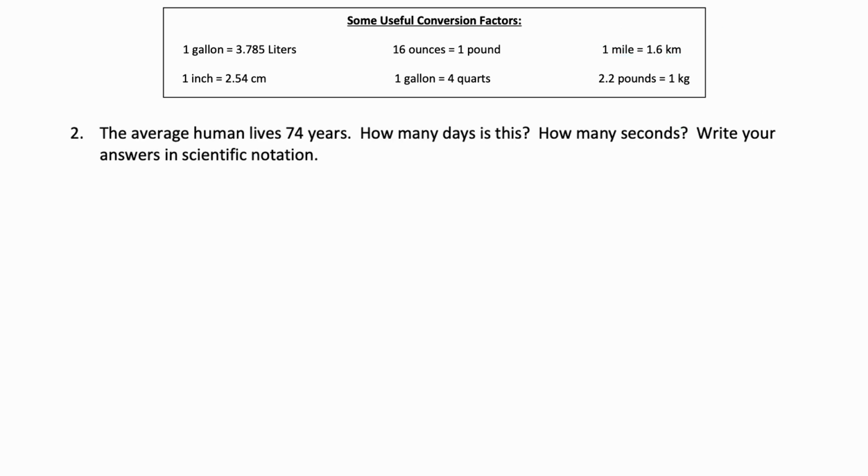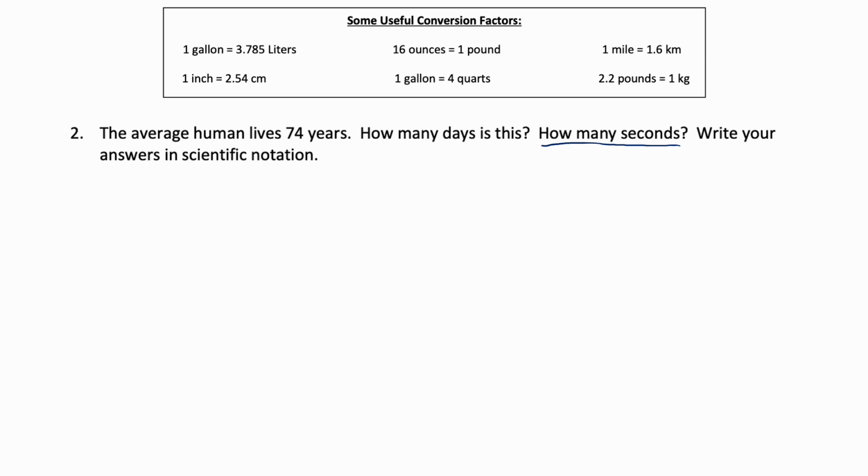All right, number 2, the average human lives 74 years. How many days is this? And how many seconds? Write your answers in scientific notation. So I'm going to go ahead and do the second question, how many seconds? Because I did days in class and it's just kind of simple, I want to do the harder version. And so you can see a more linear pathway.